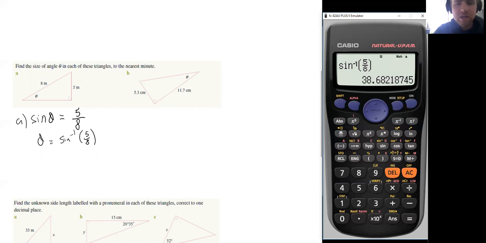Press equals, and again, it's to the nearest minute, so we convert it to minutes. We've got 55 seconds. It's going to round up to 41 minutes. So it equals 38 degrees and 41 minutes as such.